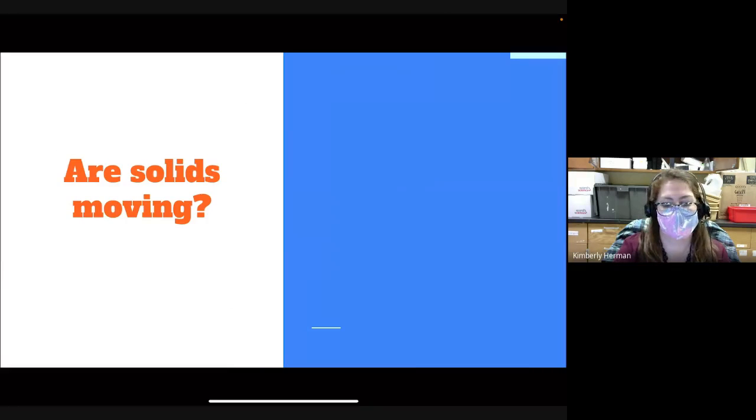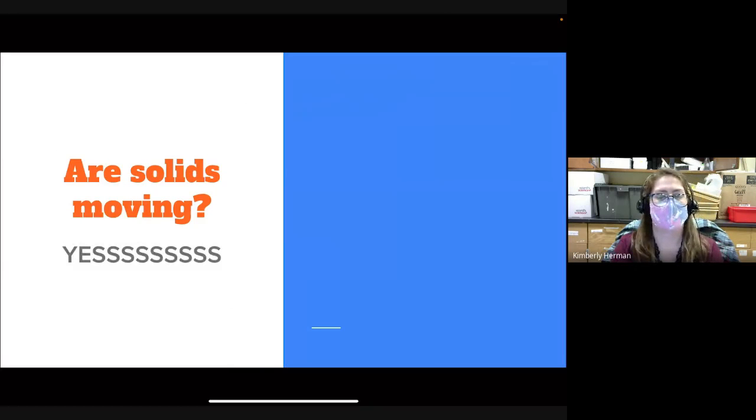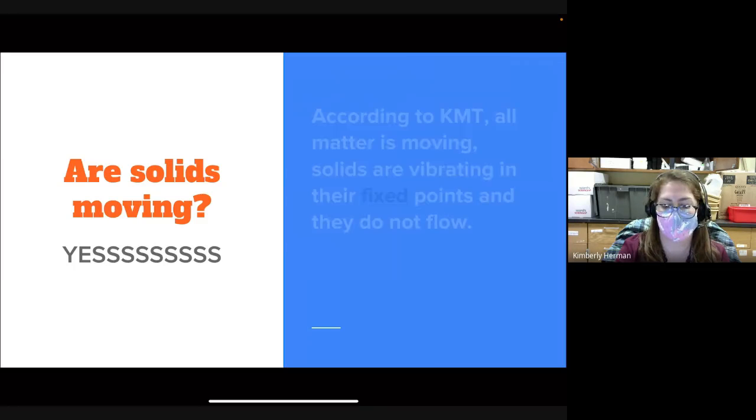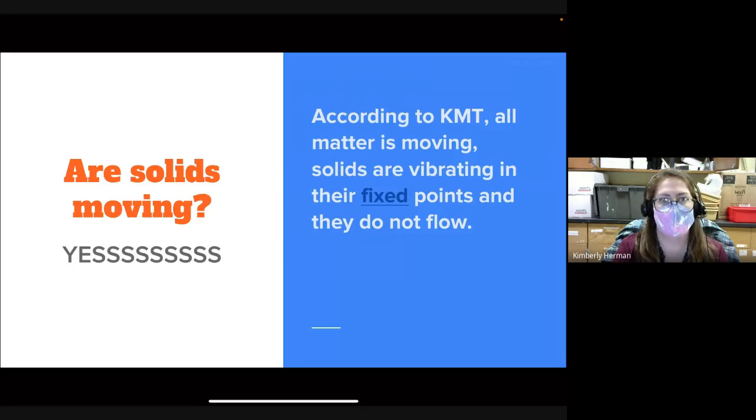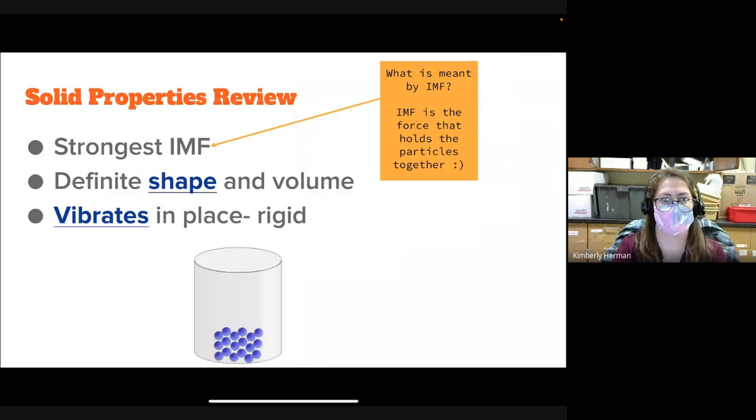So are solids moving? Yes, they are. Under the kinetic molecular theory, we'll see that our solids are moving very slightly. The solids are vibrating in their fixed points, and we'll see that solids do not flow. If we're reviewing our solids properties, we'll see that they have the strongest IMF. What's meant by IMF? It's that intermolecular force of our big idea. It's just the forces that hold them together.